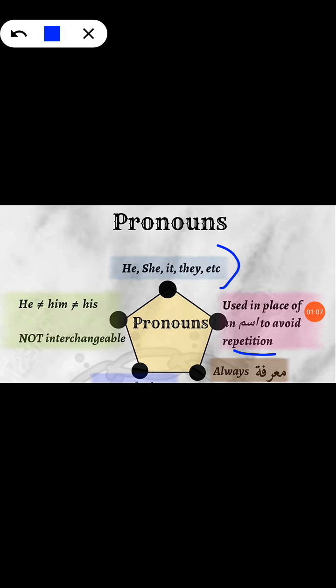And the next thing that we need to know is that they are always marfa. Okay, so this is something that we have already covered in the previous lessons, that there are 7 situations for an ism to be considered marfa, and being a pronoun is just one of those 7 things.